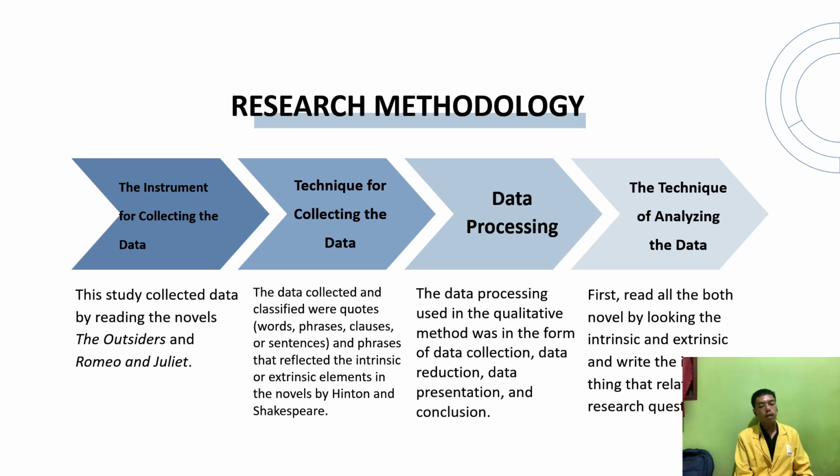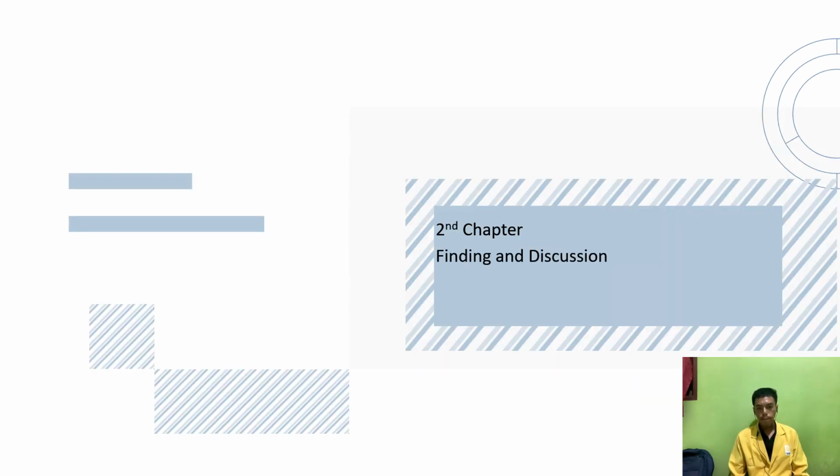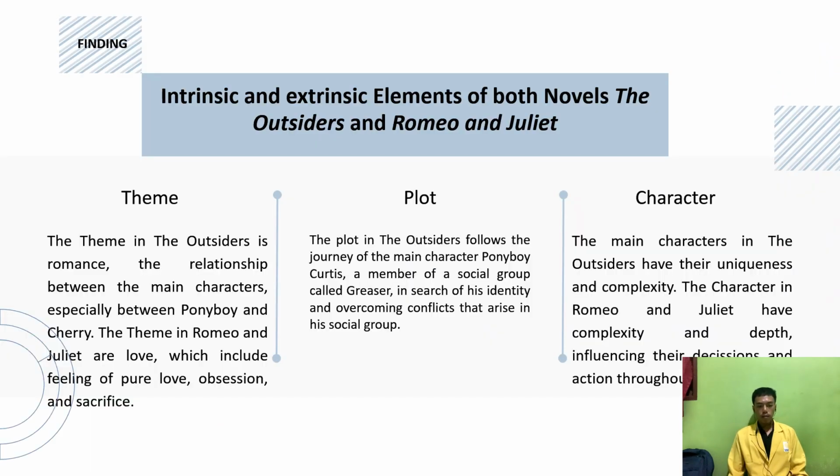The technique of analyzing the data. First, reading both novels by looking at the intrinsic and extrinsic elements. Second, the chapter on findings and discussion. In the findings, the researcher found the intrinsic and extrinsic elements of both novels, The Outsider and Romeo and Juliet.